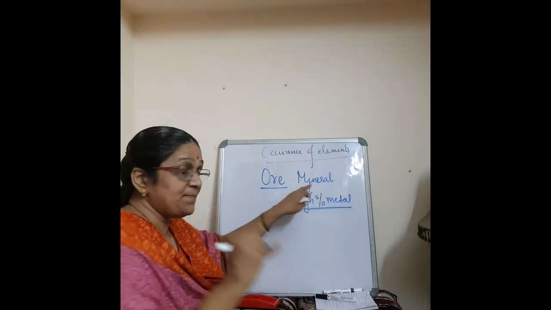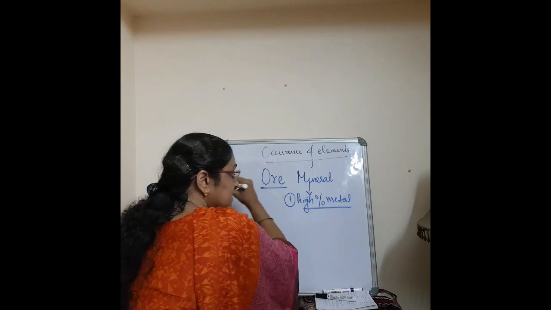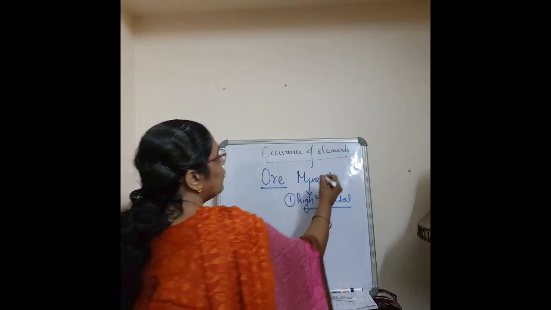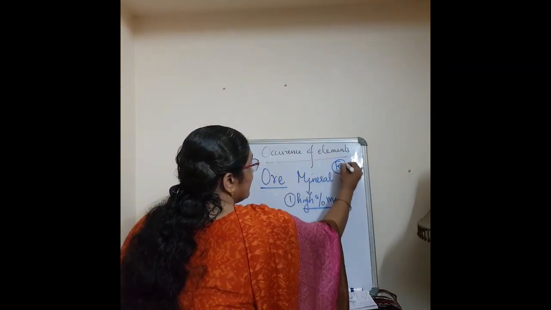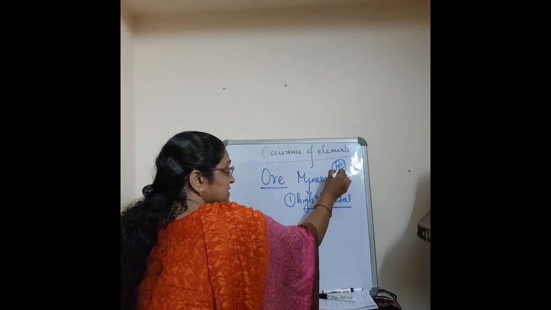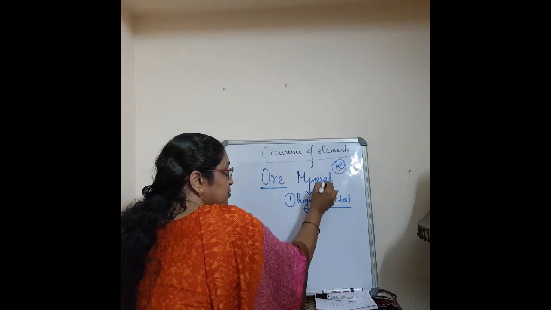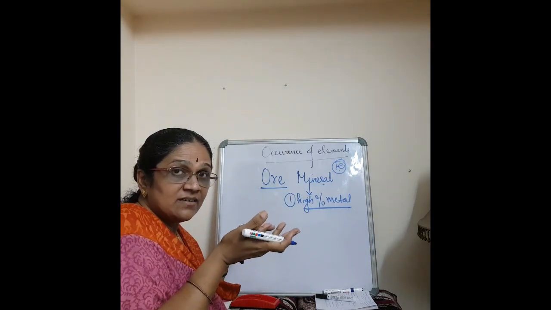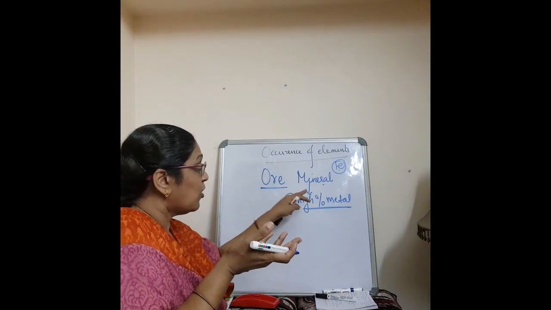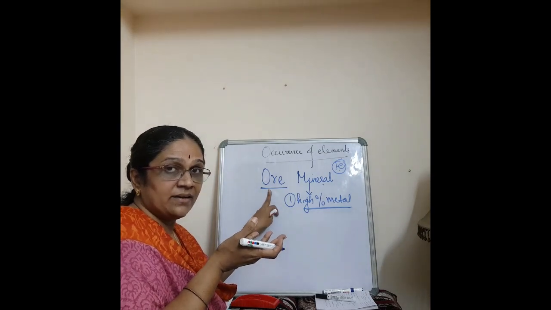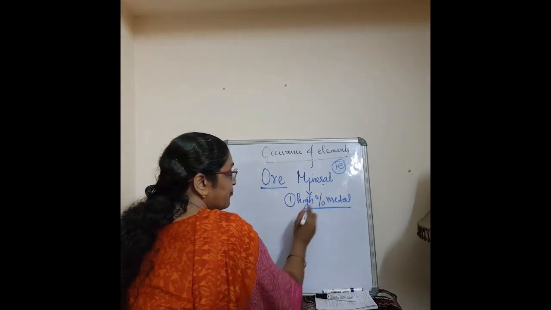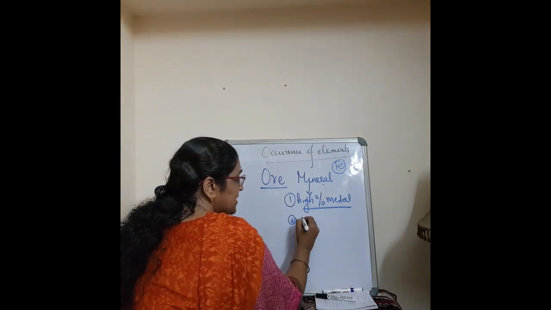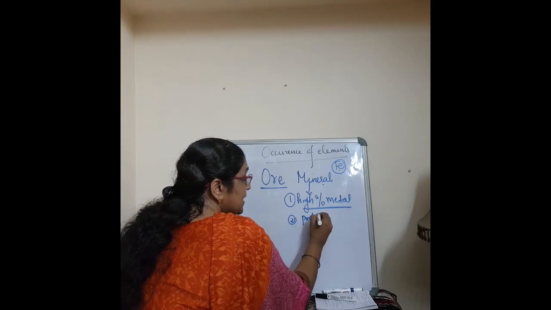So the first point is there must be a high percentage of the metal. If I want to extract iron, I should have a mineral which has a higher percentage of iron in it, isn't it? Then only I will call that an ore. Correct? Okay. So high percentage of metal, and the second point is it must be profitably extracted.